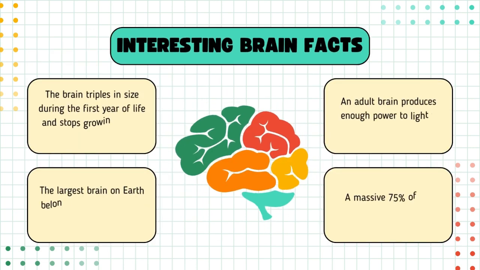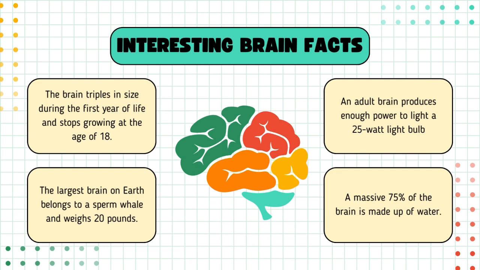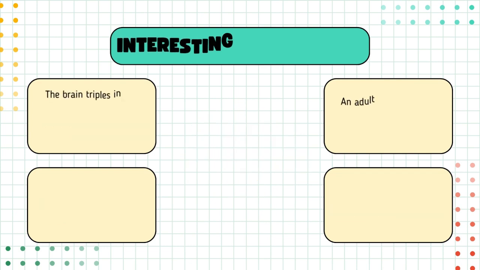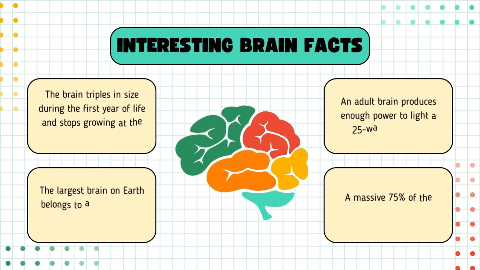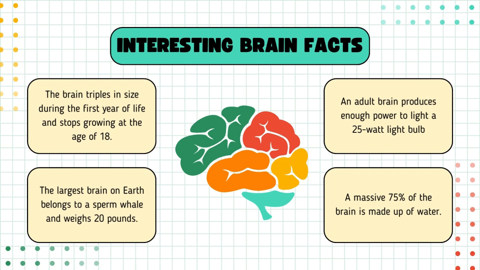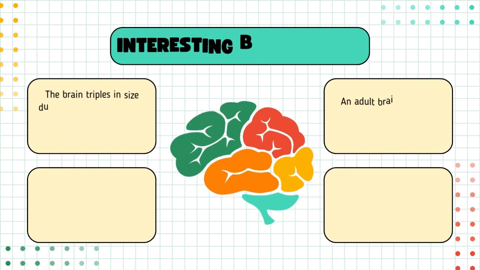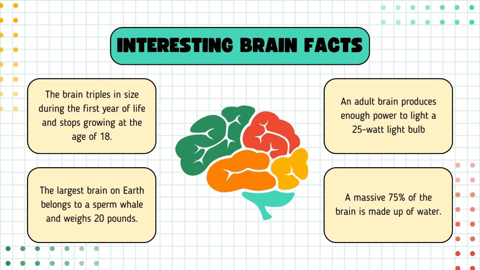Interesting brain facts. The brain triples in size during the first year of life and stops growing at the age of 18. The largest brain on Earth belongs to a sperm whale and weighs 20 pounds. An adult brain produces enough power to light a 25-watt light bulb. A massive 75% of the brain is made up of water.